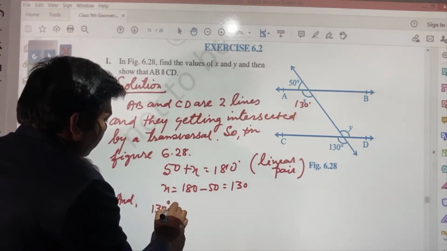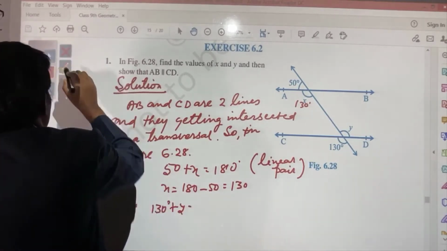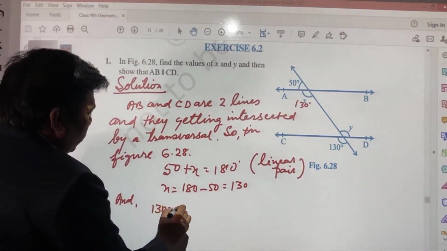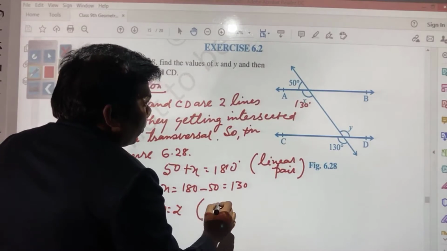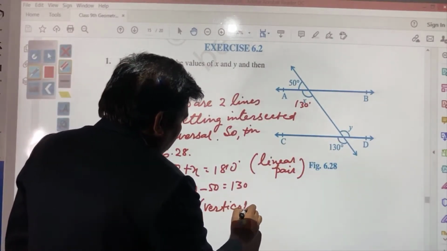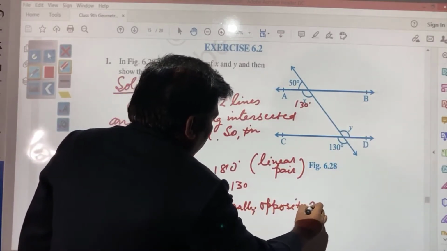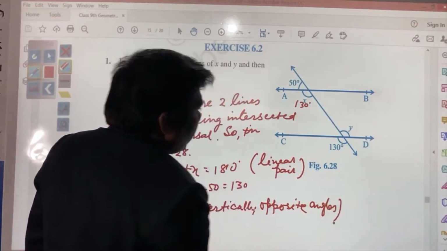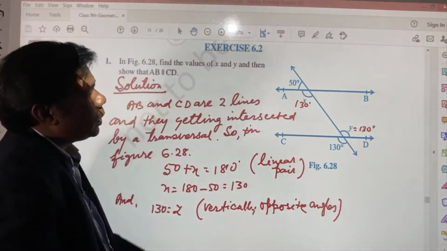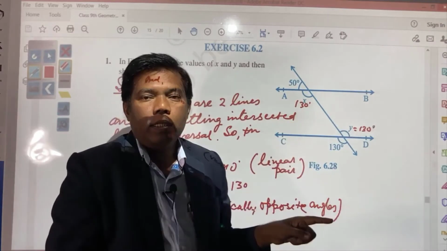130 degrees is equal to y. Why? Because they are vertically opposite angles. So this is 130 degrees you have got. Now you see x and y. x is 130 degrees, y is 130 degrees.